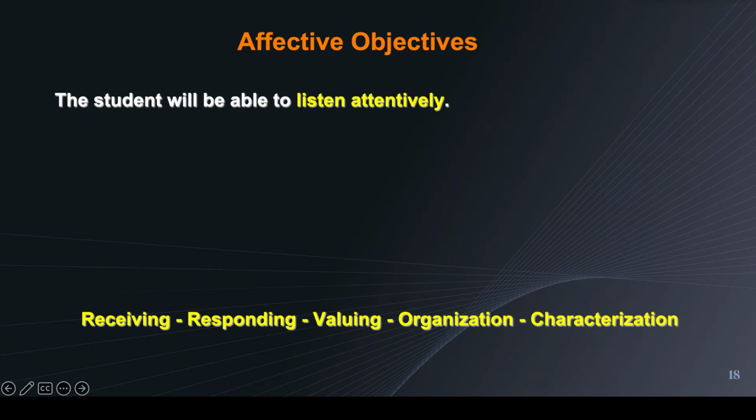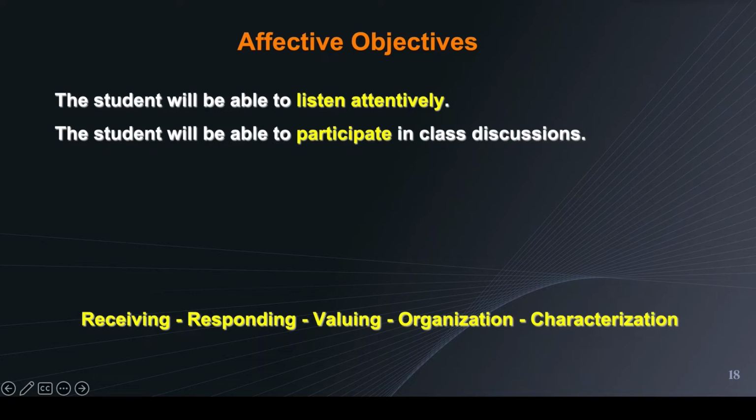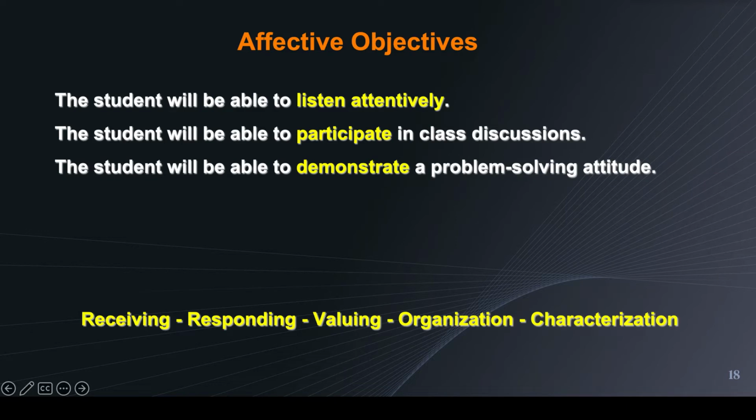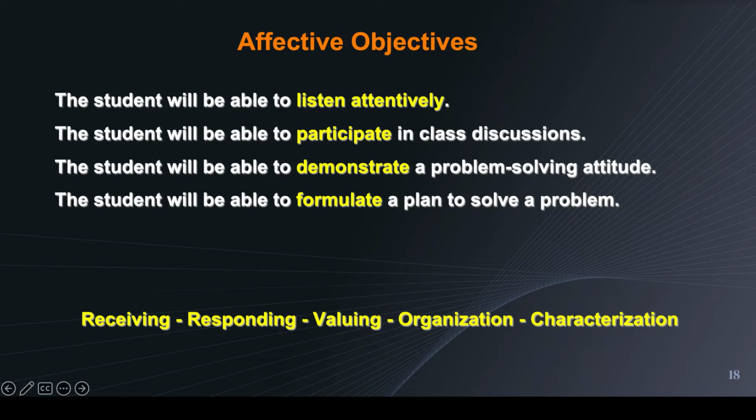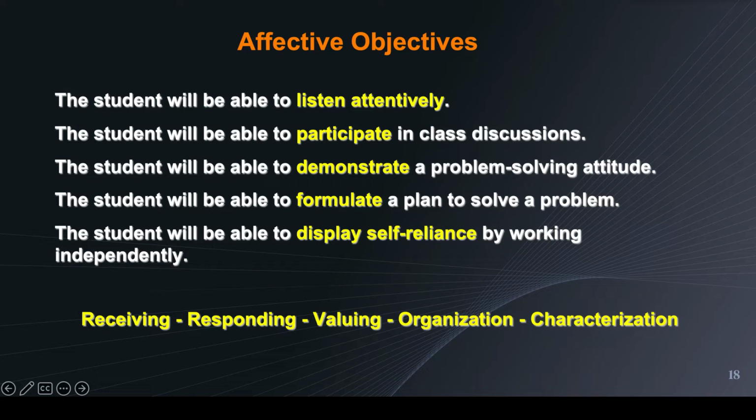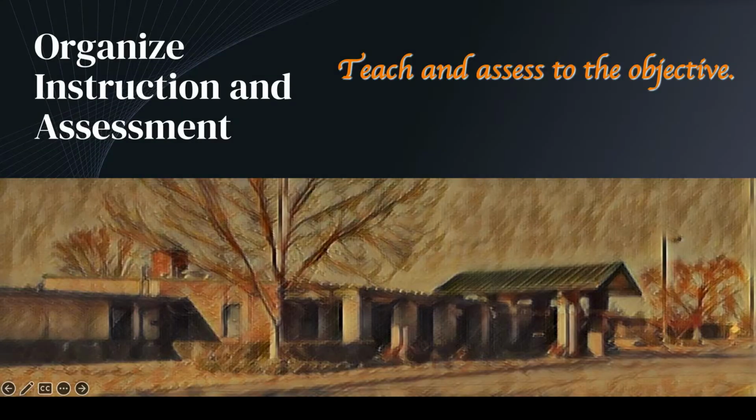For example, in the affective objective, students will be able to listen attentively to what you're teaching. And then they'll be able to participate in a class discussion about that belief. And then the students will be able to demonstrate a problem-solving attitude. And in this case, they'll be able to demonstrate what they believe about that. And then formulate a plan, or formulate an opinion. And then finally, it becomes part of their being. They display it regularly. So affective objectives move from receiving to characterization.